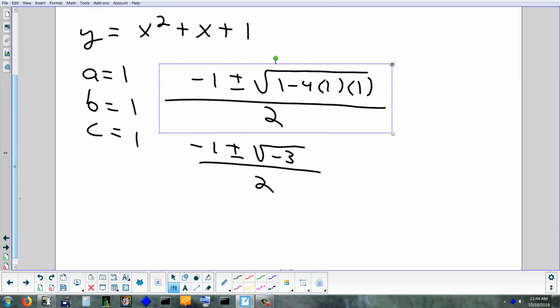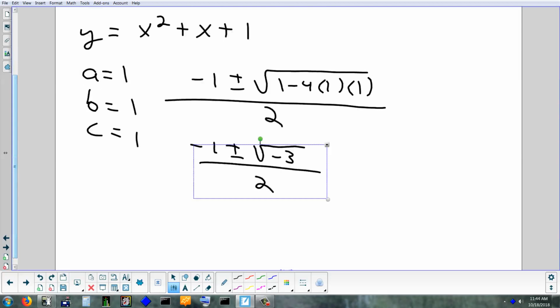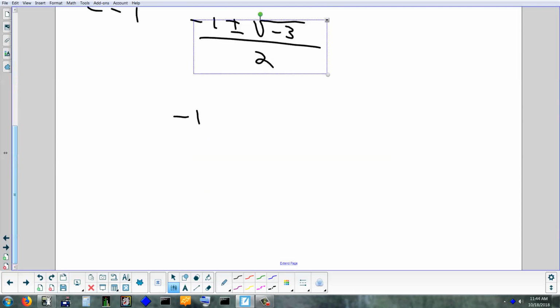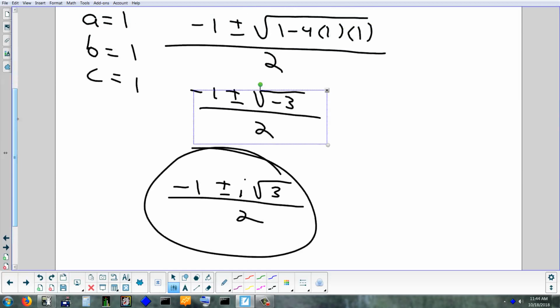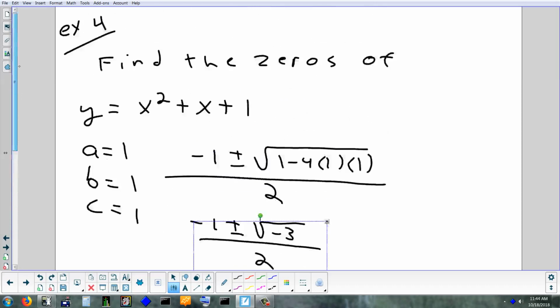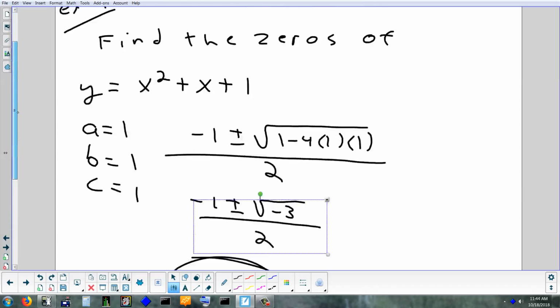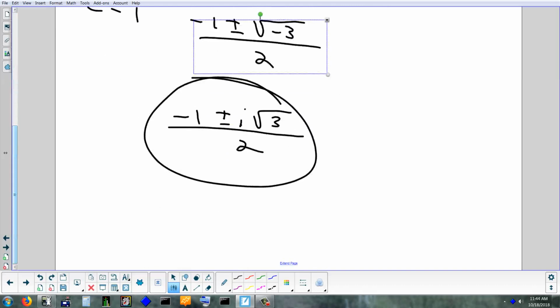And now we talked about that earlier. When we take that negative out, it comes out as what letter? An i. So your final answer is negative 1 plus or minus i root 3 over 2. Yep. You can leave it. This problem didn't say to write the answer in standard form. It just said find the zeros. If it said to write it in standard form, then the one extra step would be write negative 1 over 2 plus or minus.